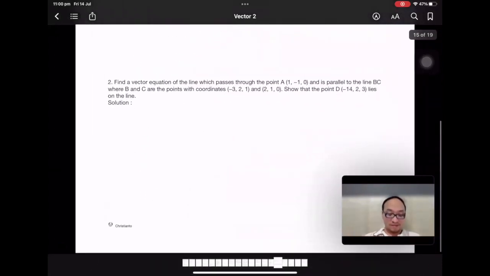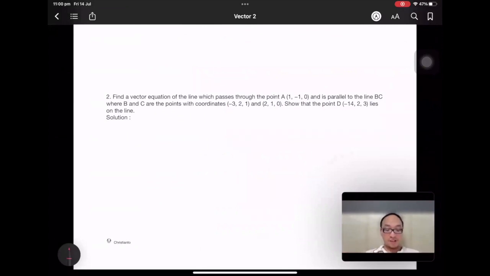Number 2. Find a vector equation of the line which passes through the point A and is parallel to the line BC, where B and C are points with given coordinates. Show that the point D lies on the line. Okay, so there is a line passing through point A and parallel to BC. So the direction of the line is equal to the direction of BC. So find the vector BC.